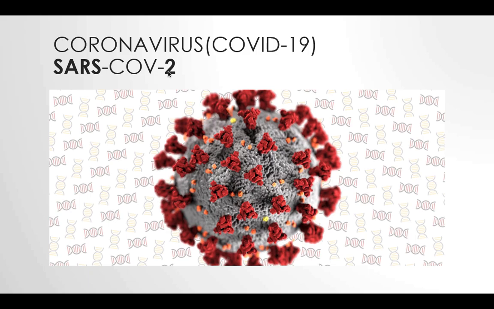SARS-CoV-2 is actually the name of the virus strain. I said 3, sorry, but it's 2. It's the second SARS coronavirus, okay? So there has been a SARS virus before, and it was SARS-CoV-1. This is SARS-CoV-2. It's the second one that is very similar to this, okay?